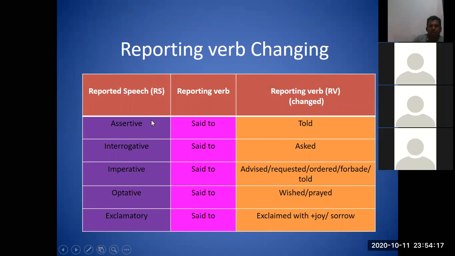Then reporting verb changing. The reporting verb changing depends on different kinds of sentence. We know sentences are of 5 kinds according to their meaning. They are assertive, interrogative, imperative, optative, exclamatory. In assertive sentence, said to will be changed as told. In interrogative sentence, said to will be converted into asked. In imperative, said to will be converted into advised, requested, ordered, forbade, told, as necessary. It also depends on the mood of the sentence. In optative sentence, said to will be converted into wished or prayed, and in exclamatory sentence, said to will be converted into exclaimed with joy or sorrow, etc.